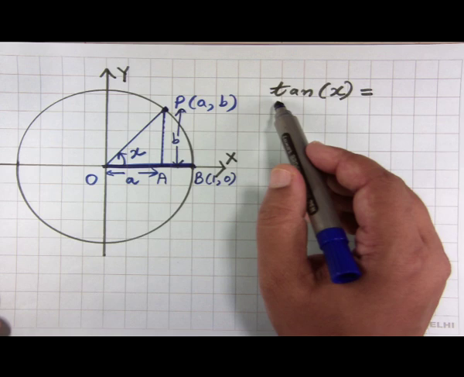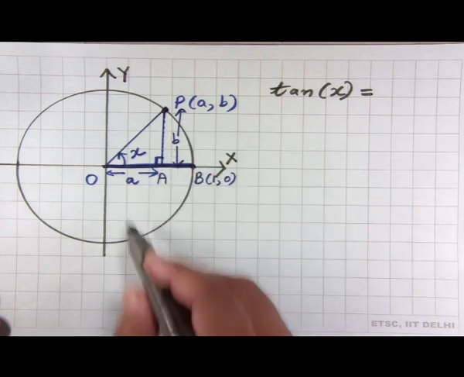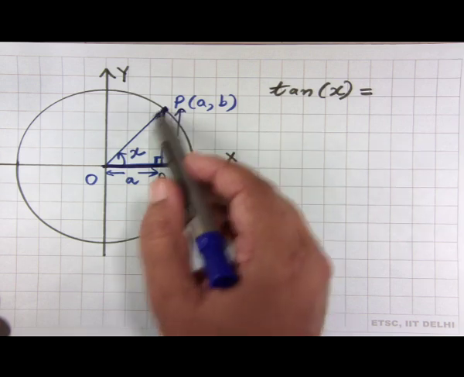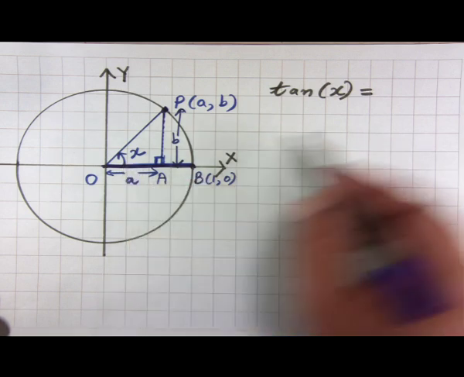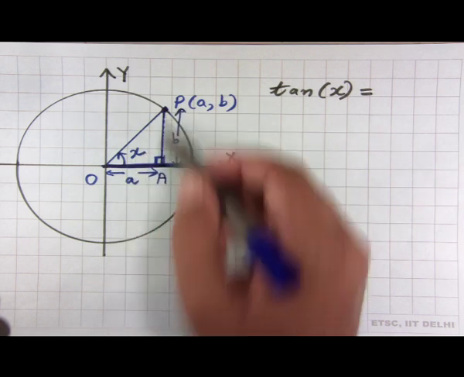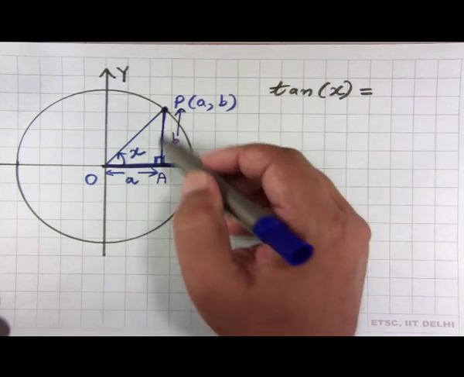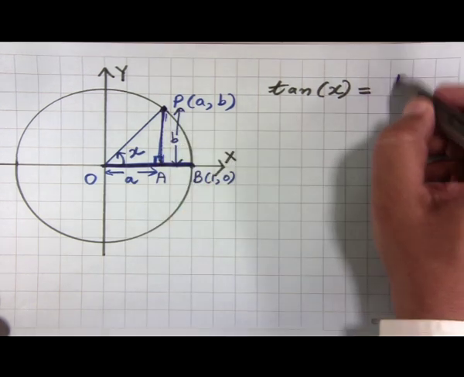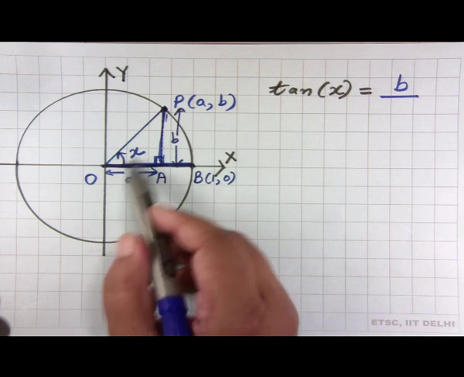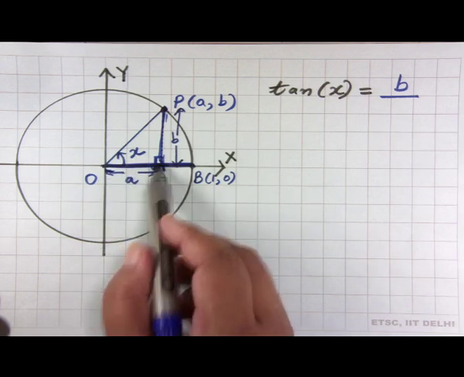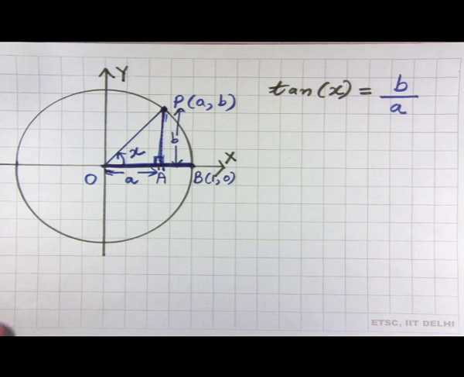And therefore, this tangent, now if you look at this right angle triangle here, because this is a perpendicular. So, if you look at the right angle triangle here, the tangent of this angle is equal to the length of the opposite side. So, the opposite side to this angle x is this side, whose length is equal to b. So, b upon the length of the adjacent side. So, the adjacent side to this angle x is this side OA, whose length is a. So, tan x is b upon a.